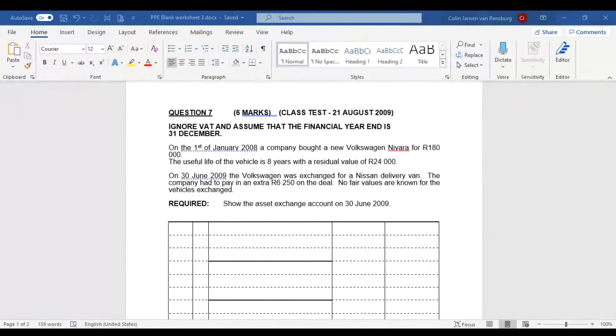Thank you, Asanda. Yes. Okay, I know what you're saying, Landela. Yes, it was originally purchased as new, but now what happens is, like Asanda states there, we are going to acquire a Nissan delivery van, and we are going to use the old Volkswagen Navara as partial payment for acquiring that Nissan delivery van. Okay, you got it. Thank you, Landela. Yes, I can absolutely understand if you just read the first sentence, why one can think that. You have to actually read the whole question to see the exchange takes place 18 months later.